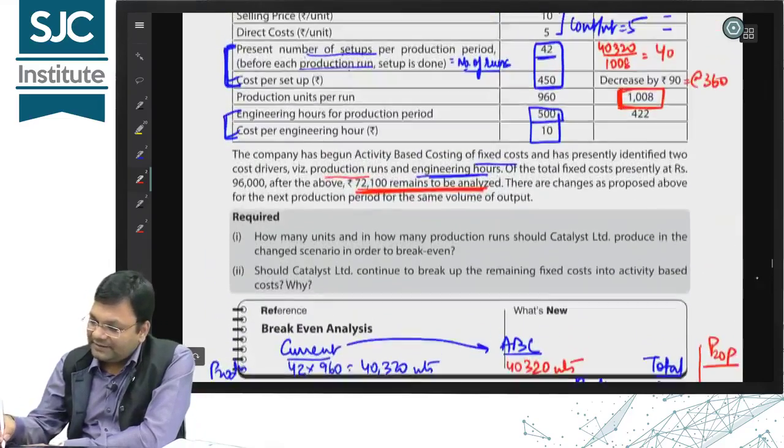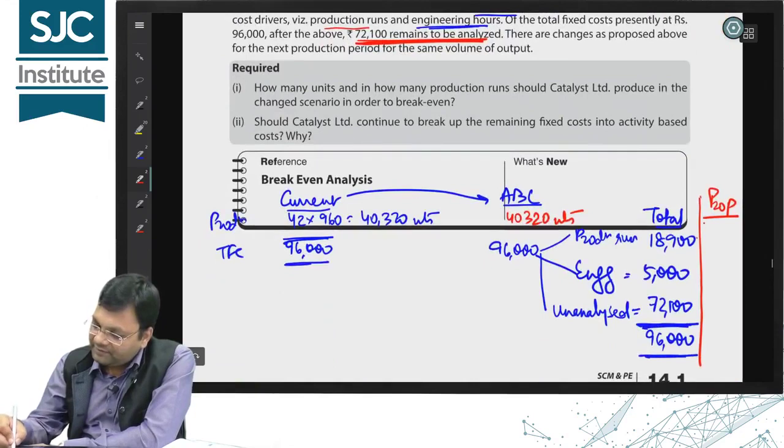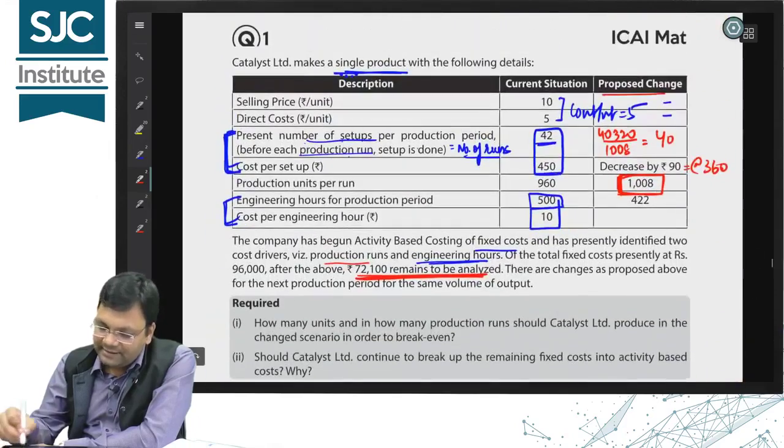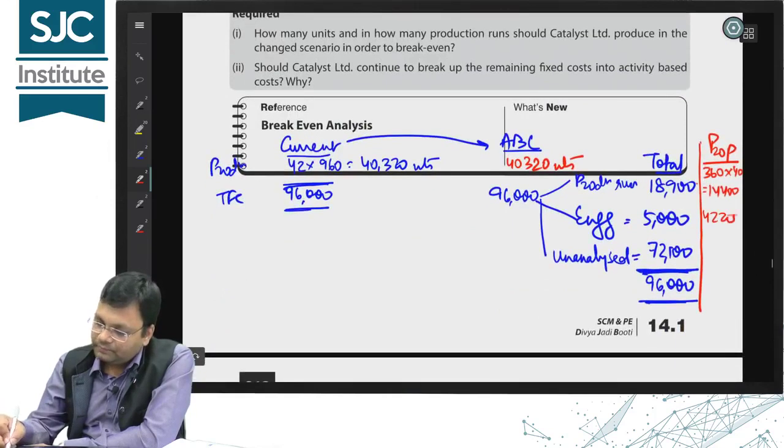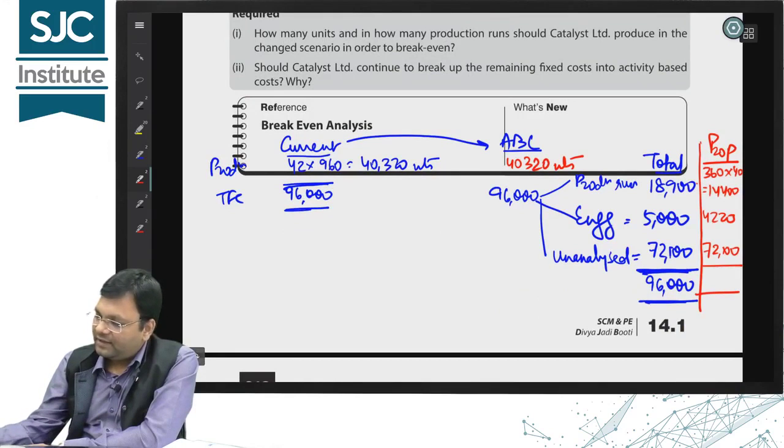So we have 360 into 40. What will be the amount here? 360 into 40 is 14,400. Okay. And for engineering they are saying that hours is being reduced to 422. Rate, if nothing mentioned, it will be same, 10. So 422 into 10 is 4220. And unanalyzed fixed cost, nothing mentioned, so it will remain same. So you can see the reduced fixed cost 14,400, 4220, 72,100. This is coming as 90,720.